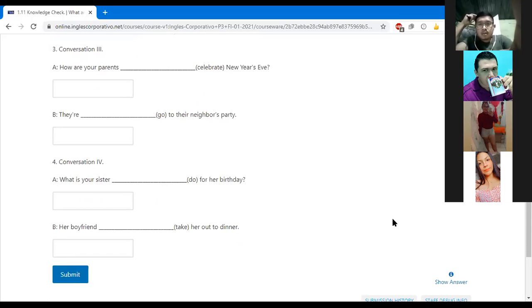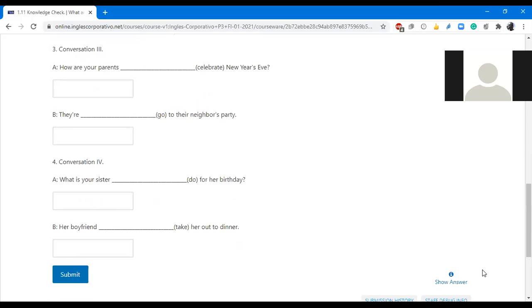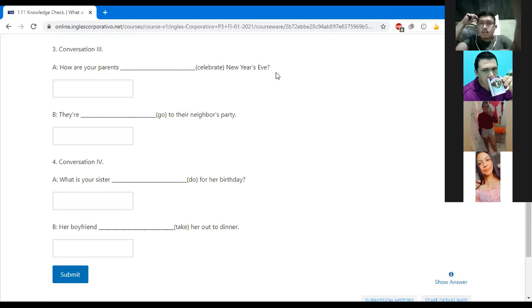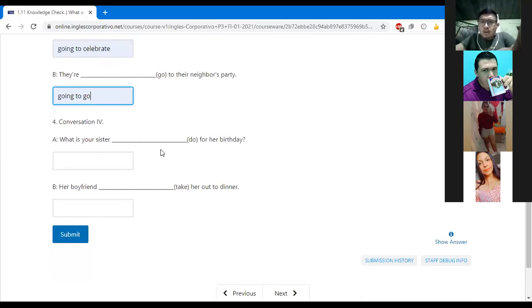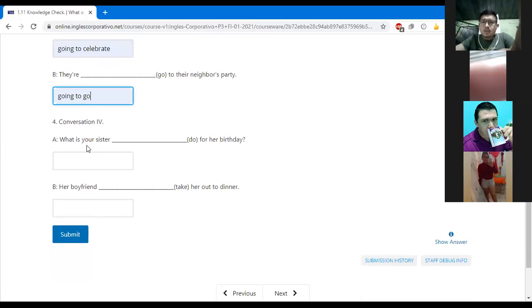Okay, what about conversation three? Going to celebrate. Okay, how are your parents going to celebrate? Okay. And then it says there, go to their neighbor's party. Going to go. That's correct. Okay. Going to go to the neighbor's party. And in the conversation four, we have, what is your sister going to do for her birthday? Yes.